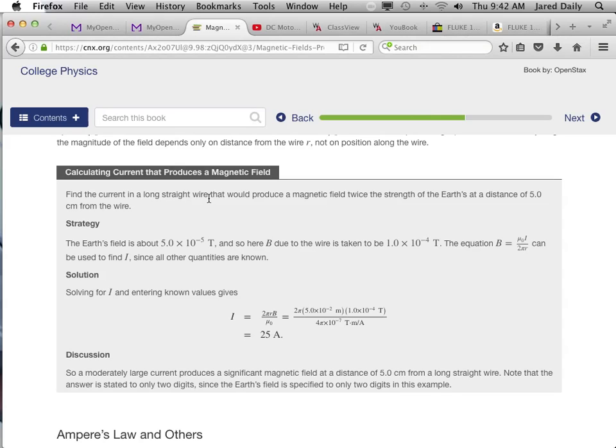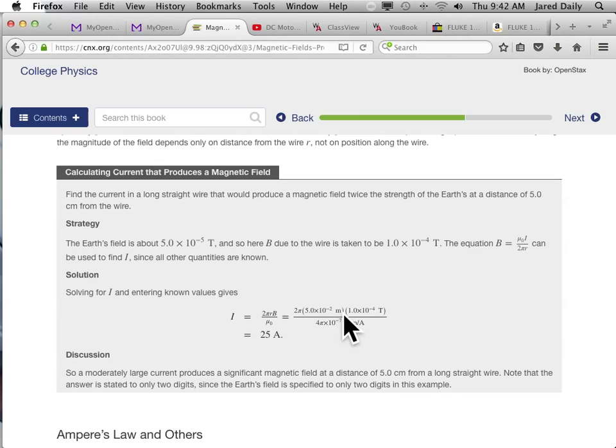So we take that equation and we solve it for I, and we get this equation, 2 times pi times r times magnetic field B divided by mu naught. And we want to know how much current, if it's going to be twice the magnetic field of the Earth. The magnetic field of the Earth is 0.5 times 10 to the minus 4 Tesla, so we use 1 times 10 to the minus 4 Tesla as the magnetic field we want to create.